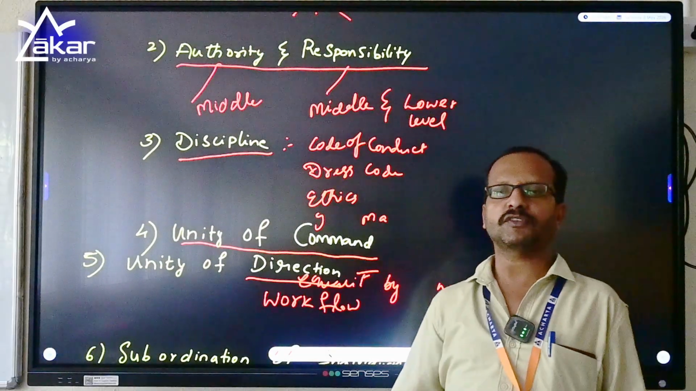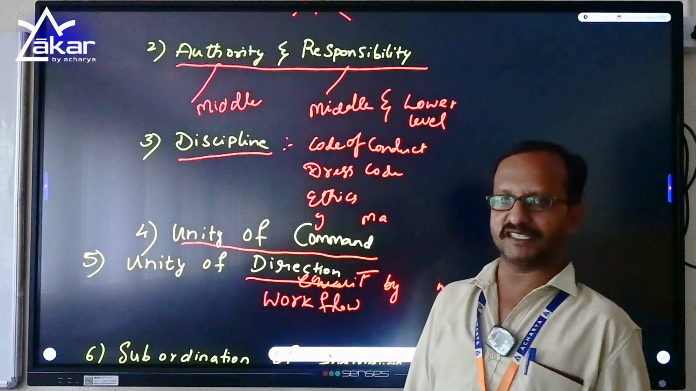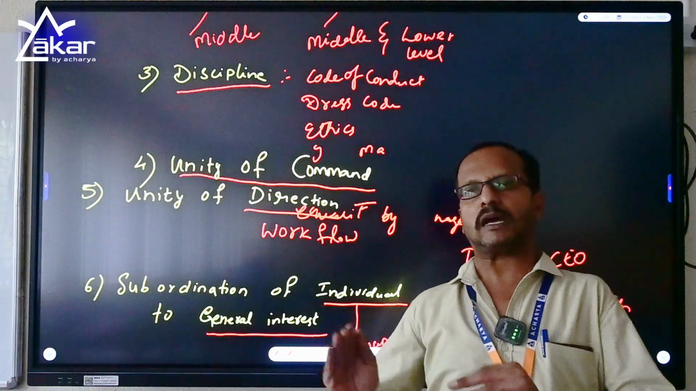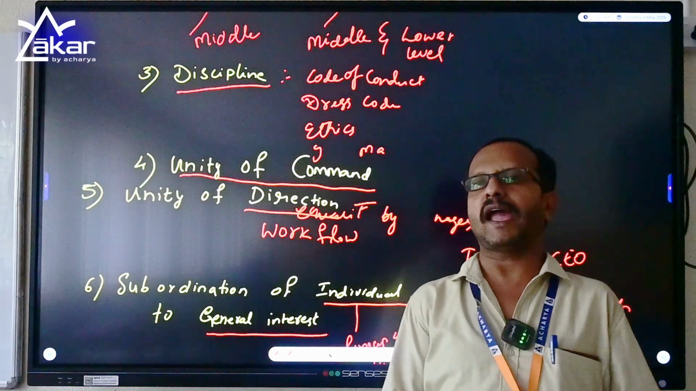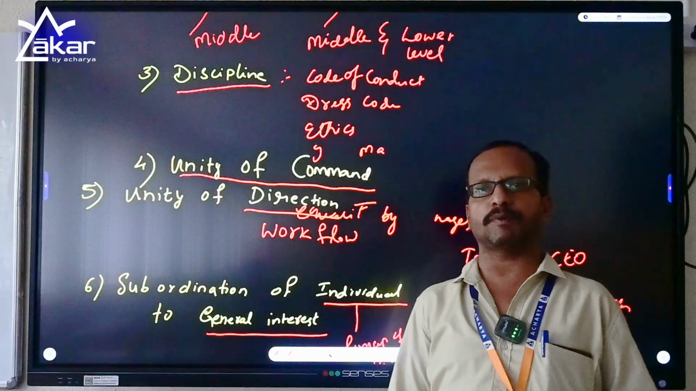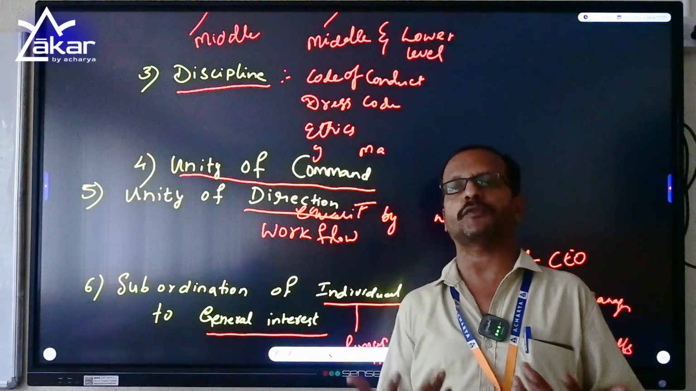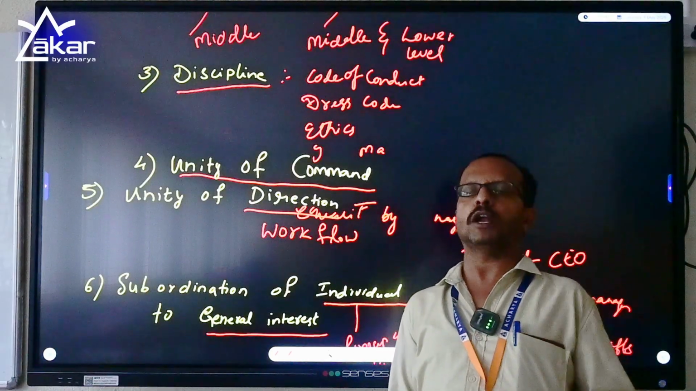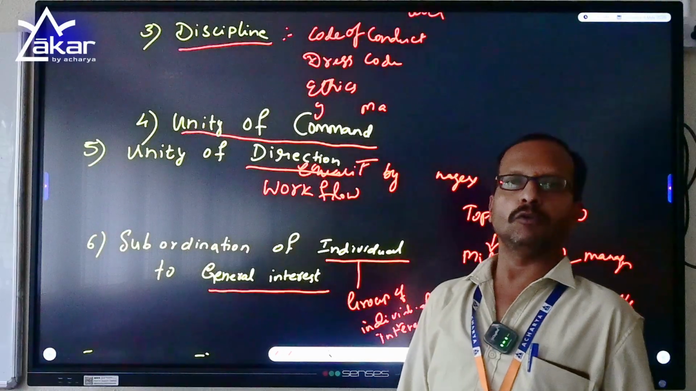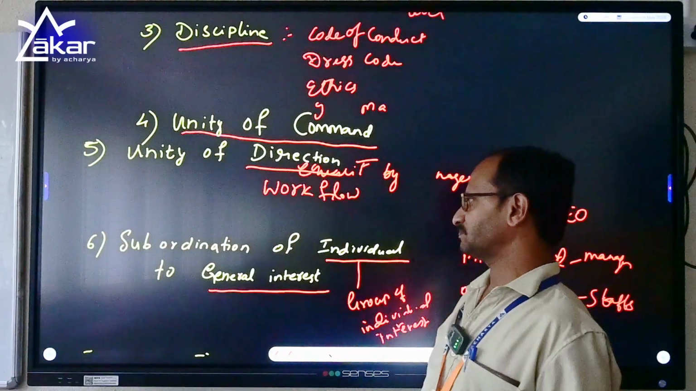Discipline, code of conduct, dress code and ethics. So the discipline part plays an important role in the principles of management. Unity of command. The command given by the middle level or top level should have equality, because a lot of managers will be there in a particular department and each manager gives a different command. The subordinates may get confused or frustrated about whom to follow and whom not to follow. Unity of direction. So workflow should go in such a way that it should not hurdle the other person.